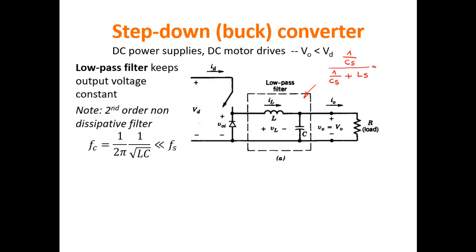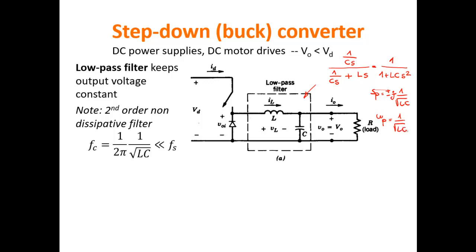If you multiply by Cs the numerator and the denominator, we have something like this. And this is a second order filter. You see, we basically have two imaginary poles, so the poles are plus or minus j over the square root of LC. So omega p is 1 over the square root of LC.